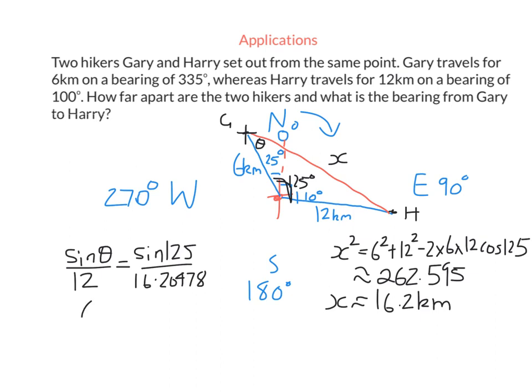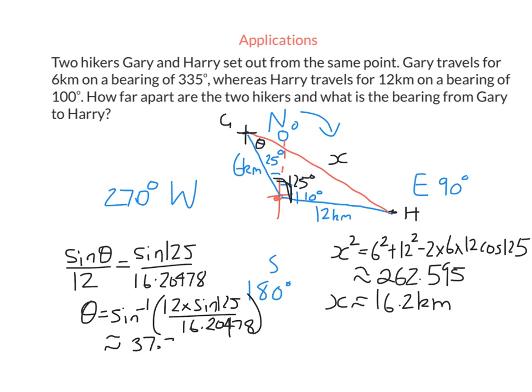So theta will just be the sine inverse of, so I'm going to times the fraction by 12. You only times the top by 12. 12 sine 125 over 16.20478. So I put that straight on my calculator. So putting that in my calculator, the angle I get is about 37.344 degrees. But that is not the bearing. That's just this angle here.